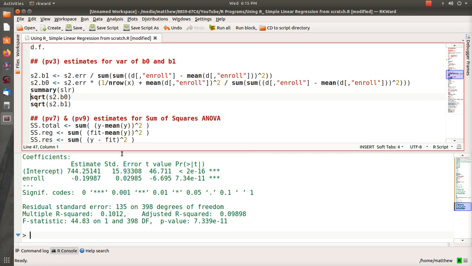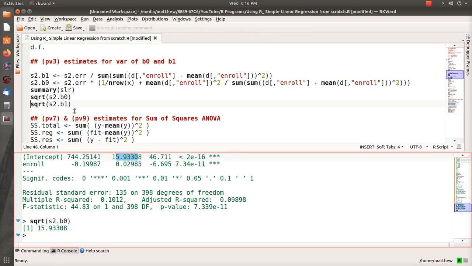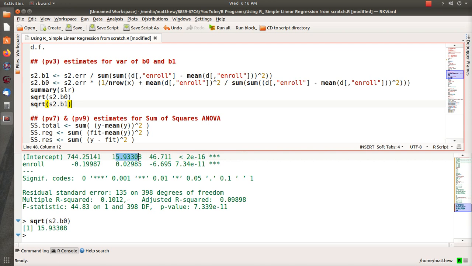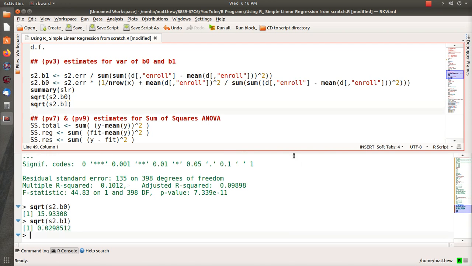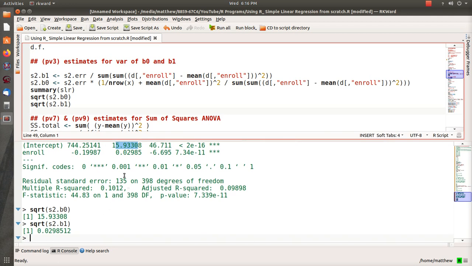So let's look at one of them. So it's 15.93308, so it's exactly the same. And the second one, oop, it went off the screen, so let's go up a little bit here. It's the same, 0.02985, 0.02985.